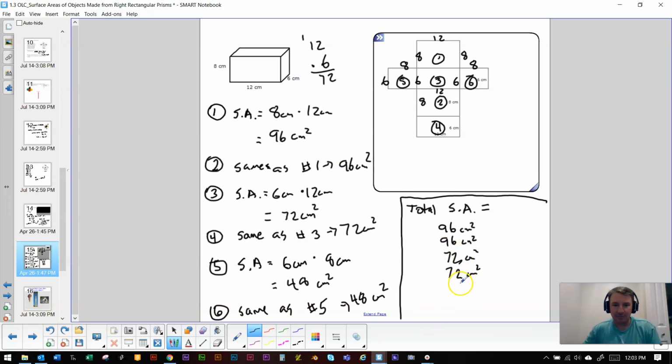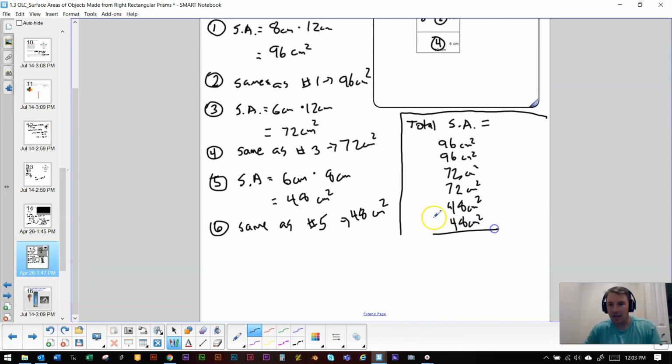What have we got left here? 48. I better check my math. 8 times 6, yeah, that's 48. Okay, so 48 centimeters squared and 48 centimeters squared. I'm just going to extend my page a little bit. And we have to add that, right? Adding each side together will give us the outside.